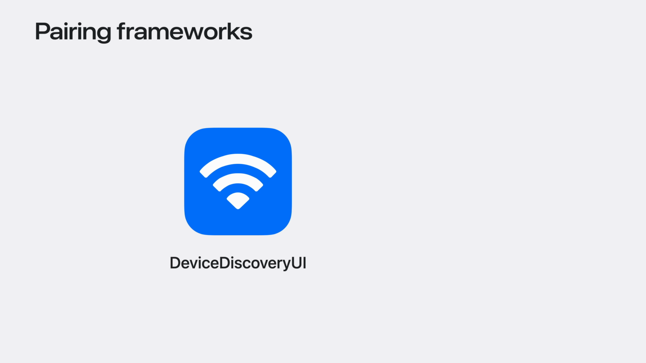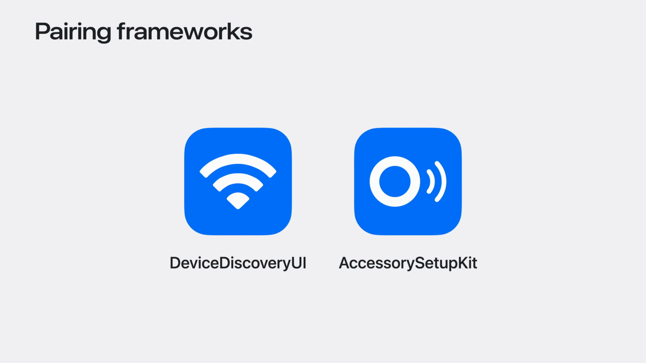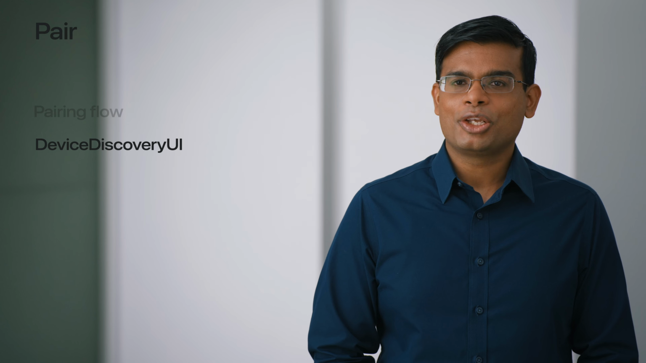There are two system frameworks available for pairing devices: DeviceDiscoveryUI and AccessorySetupKit. DeviceDiscoveryUI is for making connections between apps and from an app to another device. It supports pairing with both Apple and third-party devices. AccessorySetupKit is for accessory makers to quickly onboard their accessory. It is the recommended framework for hardware accessory makers. Let's talk about DeviceDiscoveryUI in more detail.